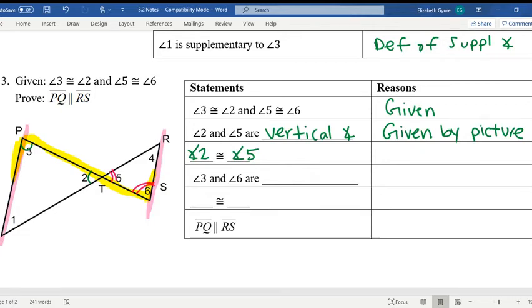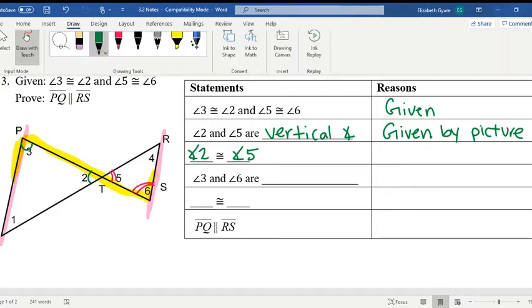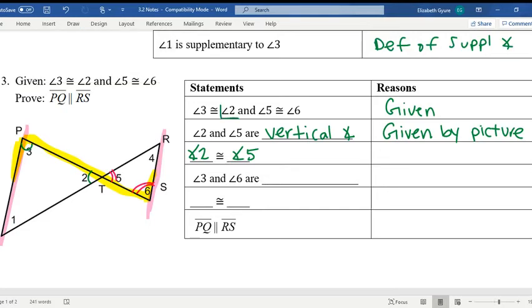So now we're actually, it's easy to look at this and be like, oh, we're actually done. Because if you look at your given, we now have that 2 and 5 are congruent, right? So won't 3 and 6 be congruent?